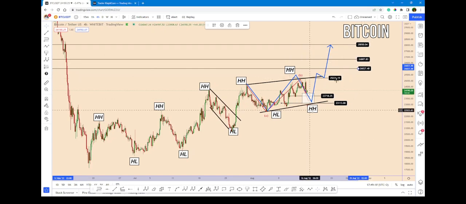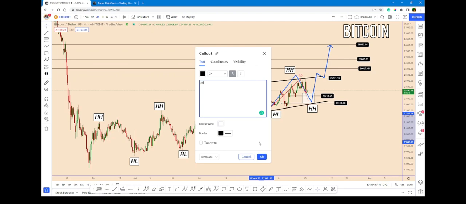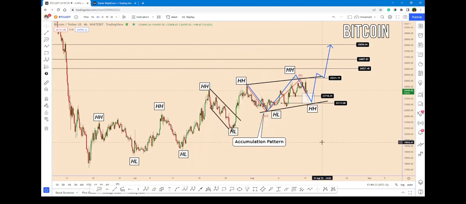So this is, in simple words, what I'm expecting on Bitcoin. Another accumulation pattern. So this is where the price is accumulating. This is our area here, and it should bounce up again.